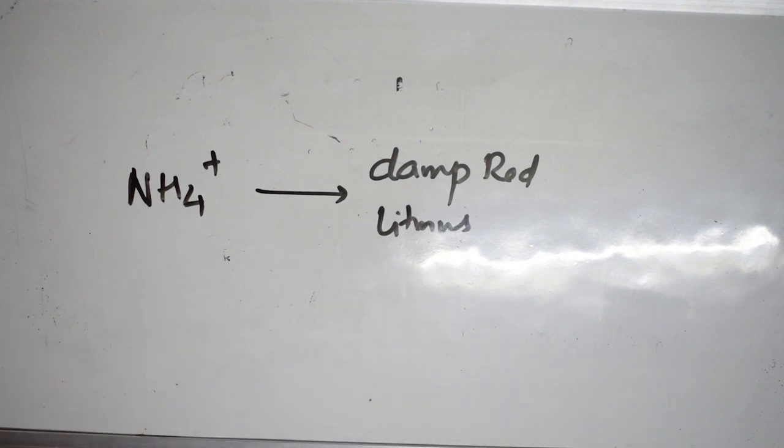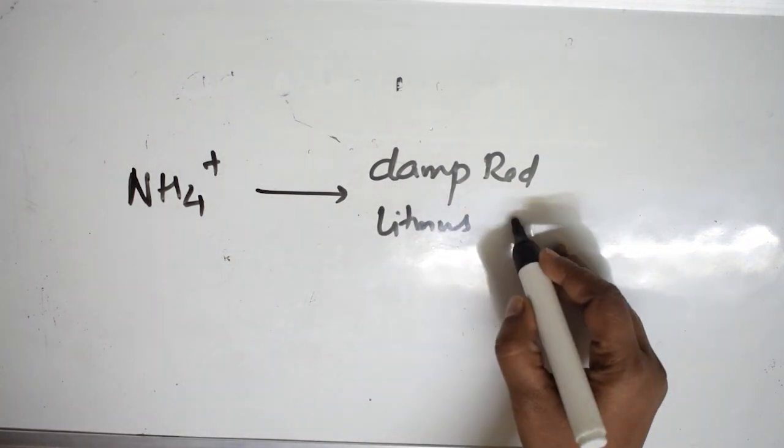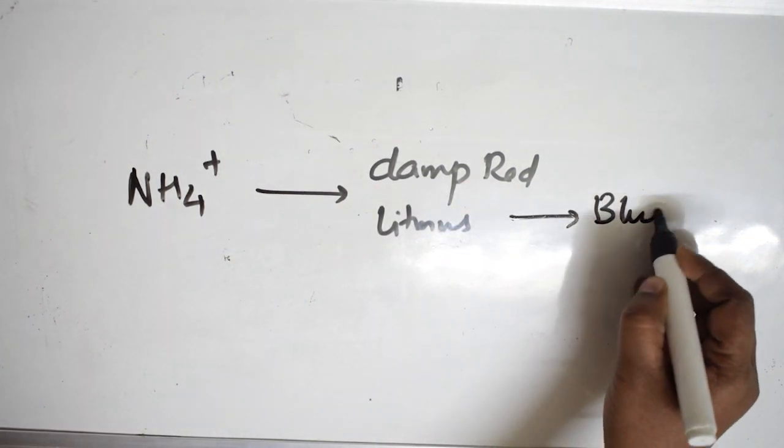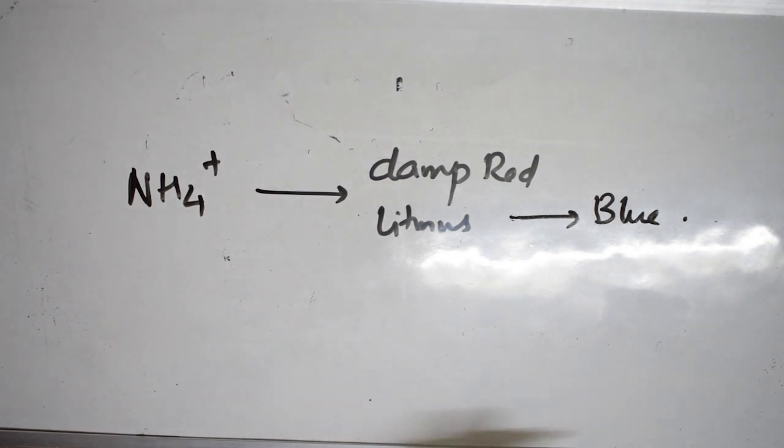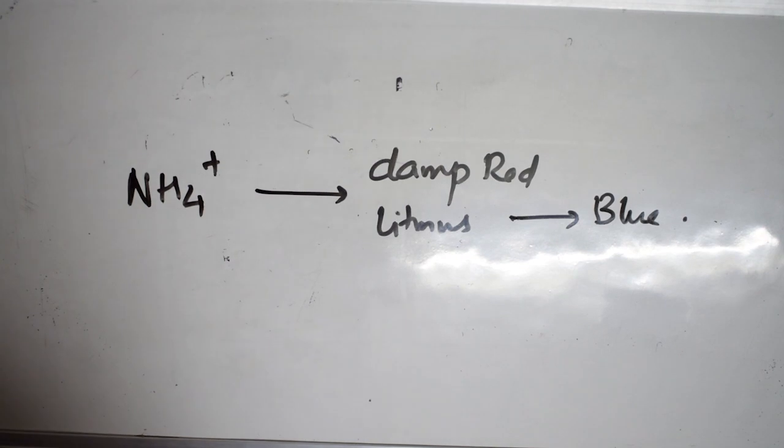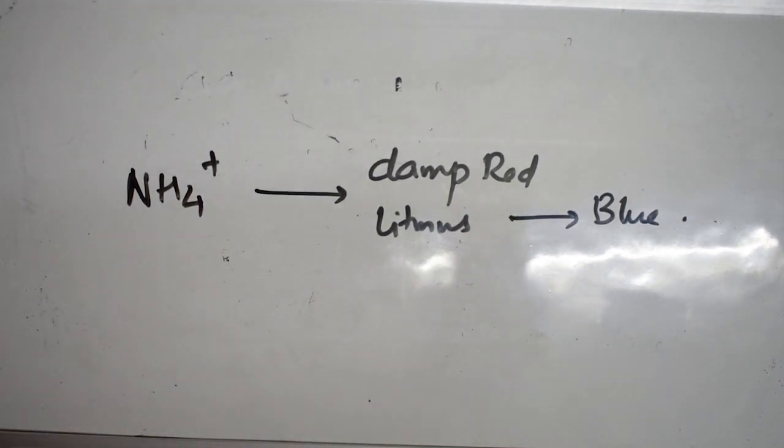What will happen to the litmus paper? If it is ammonia, the litmus paper turns blue because it is a base, isn't it? So this is one test for ammonia. Right, so I have taught you about the gas questions, the flame test questions, the anions, and the cations, correct? Now let us come back to the next page, students.